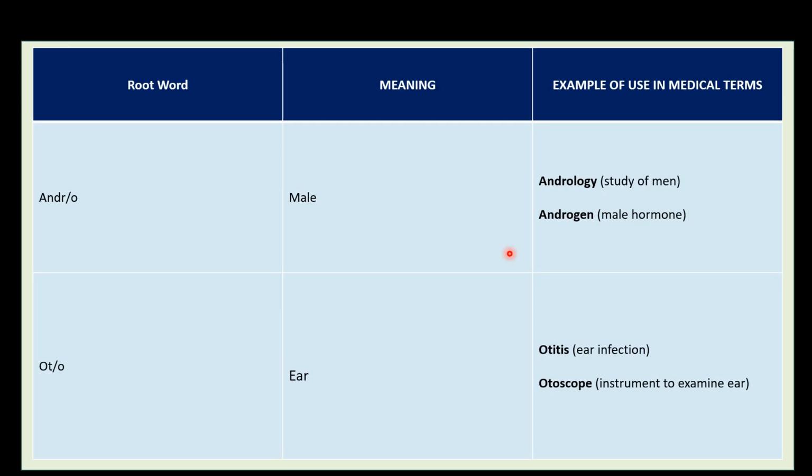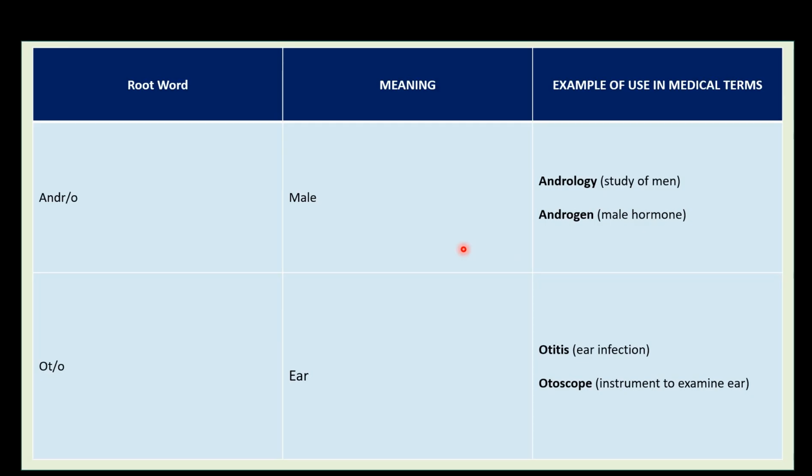The next example is otoscope. Otoscope means instrument to examine the ear. Let's say a patient is suffering from an ear related disease, in that case doctors will utilize one piece of equipment that is called an otoscope. And here otoscope is a terminology where oto is the root word and scope is the suffix. I think this part is clear to all of you.